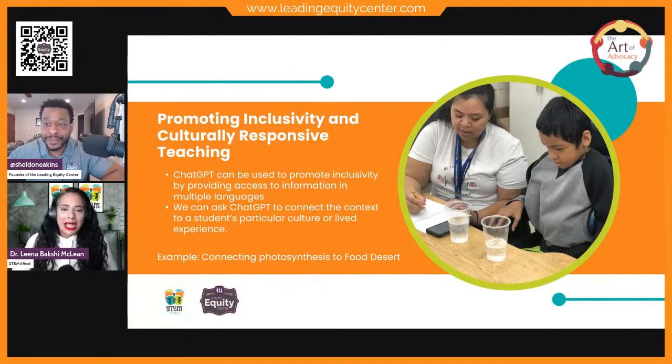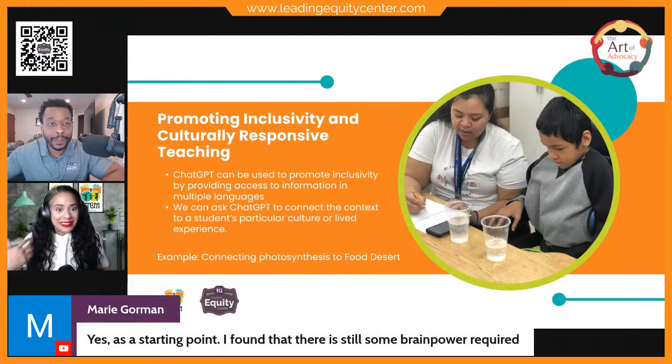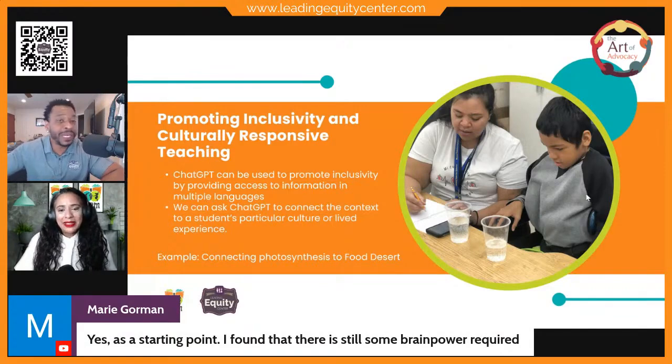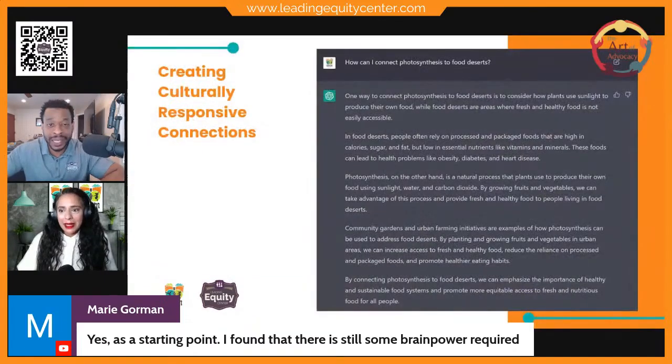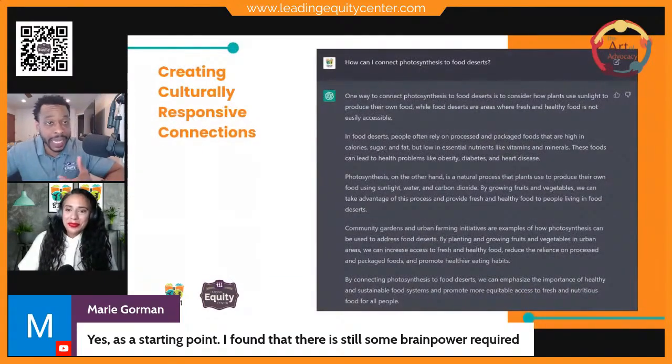So now what can ChatGPT do? So let's go ahead and see what ChatGPT can do. Yeah, and Marie's comment is great as well. She said starting point, but we still got to see what else. We still got to humanize a lot of that language.